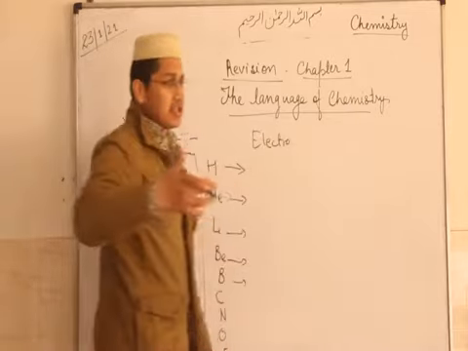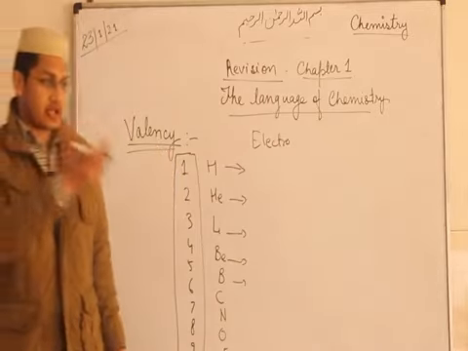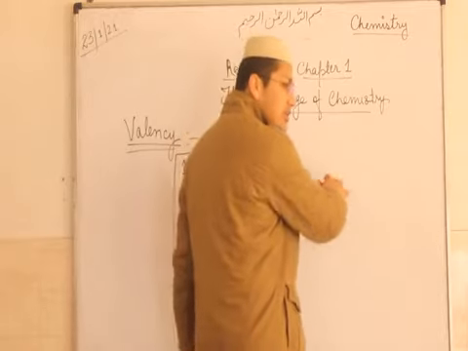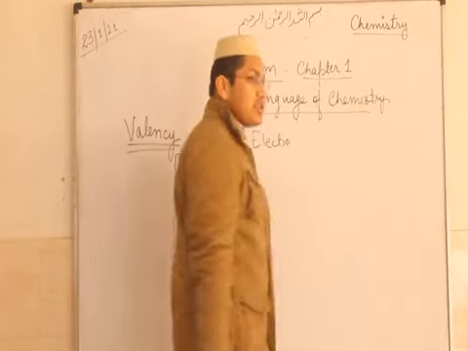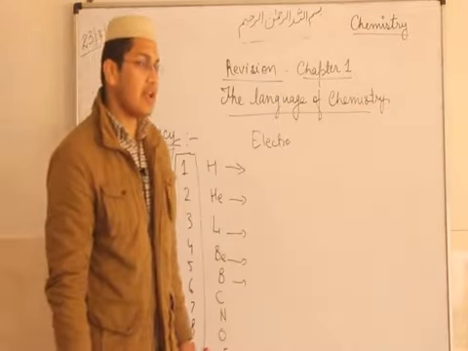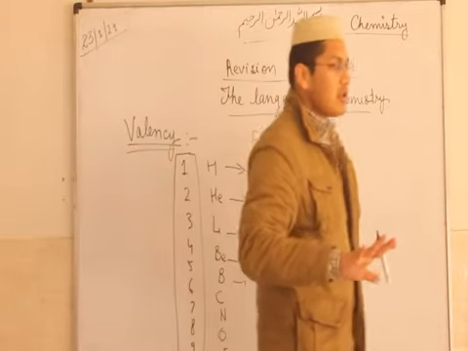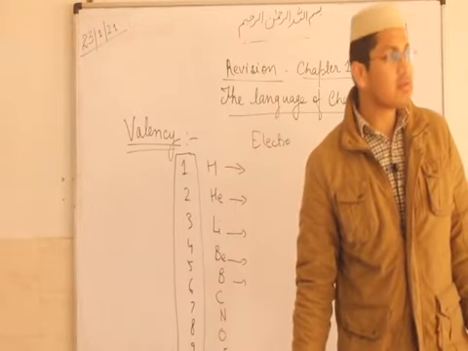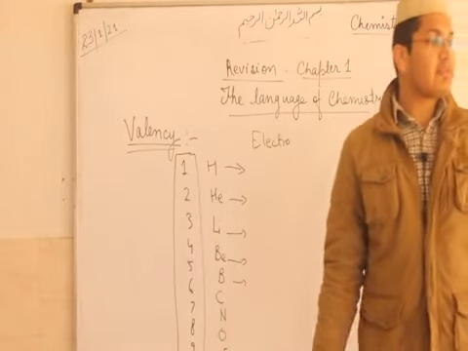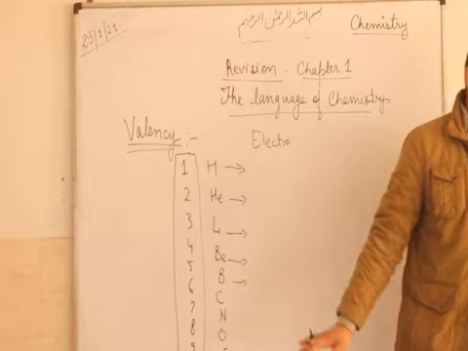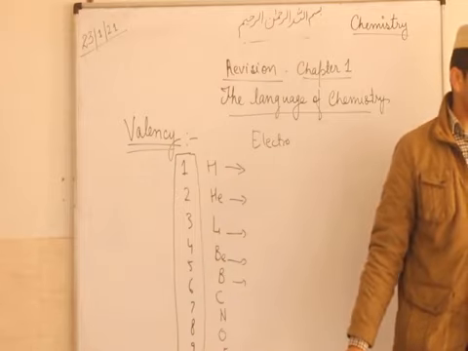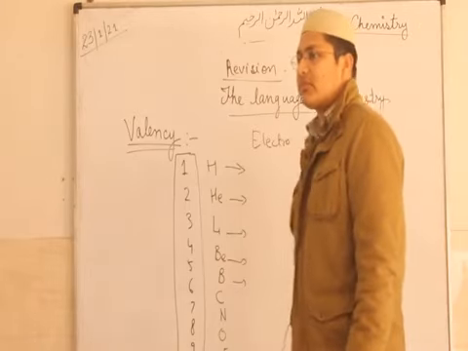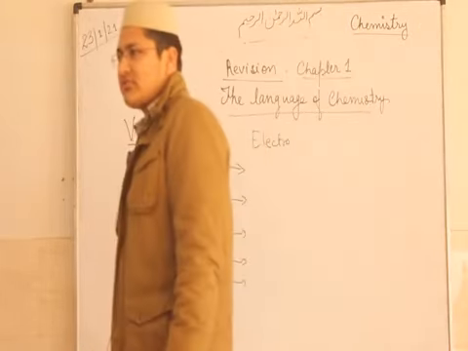Electronic configuration means the arrangement of electrons in the different shells. As I drew there, there are so many shells, and there is a particular limit, meaning the maximum number of electrons that can exist in one shell. How many maximum electrons can exist in the K shell? Two. And for the other shells, is there any formula to find it out?